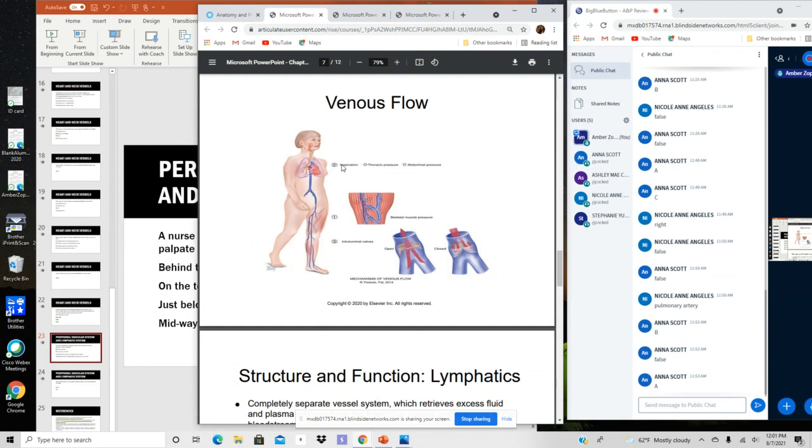Okay? And then the valves are the third way that venous flow is controlled because they open and close. They open when blood flows to the heart and close to prevent backflow of the blood, as what might happen under gravity.